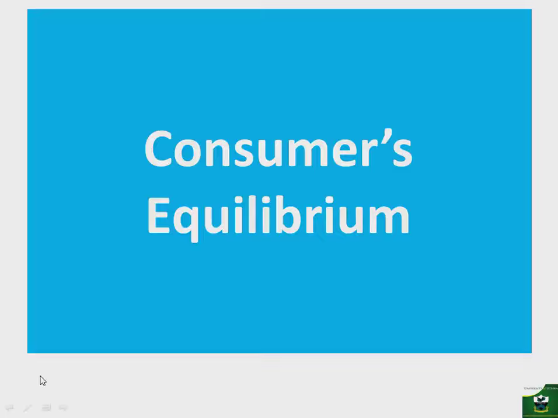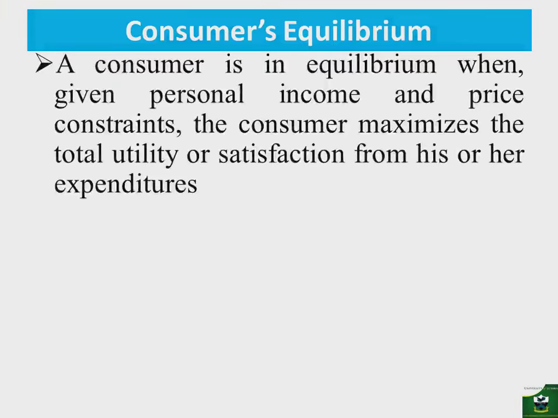theories for microeconomics. So a consumer is in equilibrium when, given personal income and price constraints, the consumer maximizes the total utility or satisfaction from his or her expenditure. Now, the consumer will have a given money income, and when he goes to buy commodities, he will find there are different prices for the commodities that he or she wants to buy. If we assume only two commodities, X and Y, it means the consumer will now have to allocate the income between the commodity X and the commodity Y. And from all these allocations, the consumer should maximize the satisfaction.